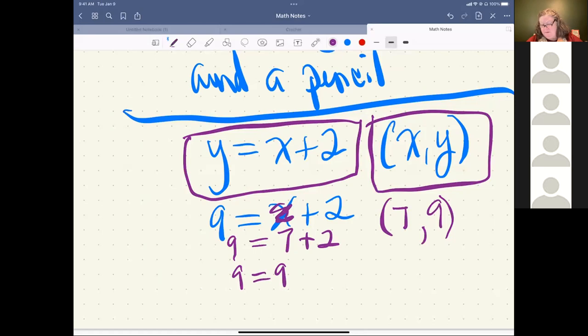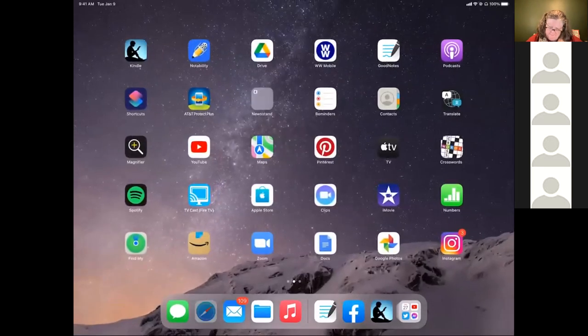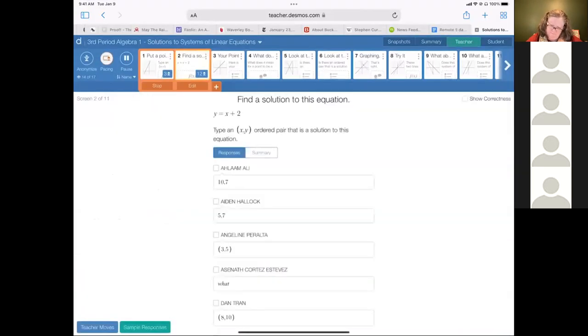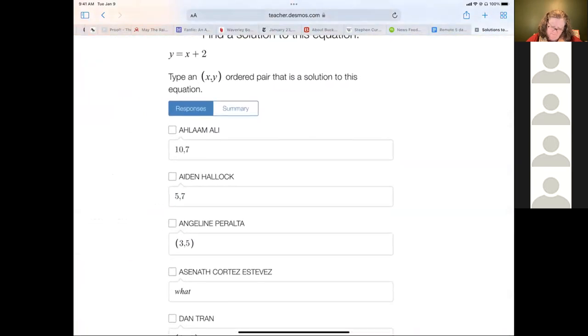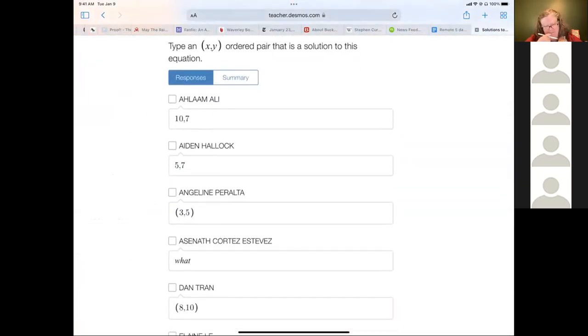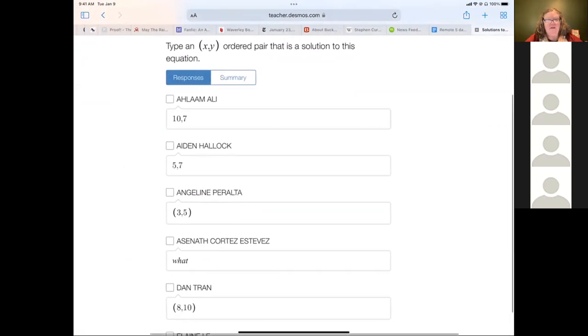The thing that we have to remember, though, is that this is the x and this is the y. So making sure we're putting them in the right order. So let's go take a look at some people's work on this. I can't write on this, but let's take a look.